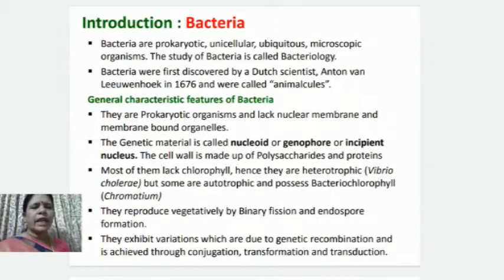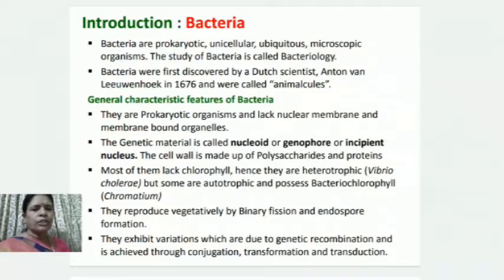What are the general characteristic features of bacteria? They are prokaryotic organisms and lack nuclear membrane and membrane-bound organelles. The genetic material is called nucleoid or genophore or incipient nucleus. The cell wall is made up of polysaccharide and proteins. Most of them lack chlorophyll, hence they are heterotrophic, for example, Vibrio cholerae. But some are autotrophic and possess bacteriochlorophyll, for example, Chromatium.